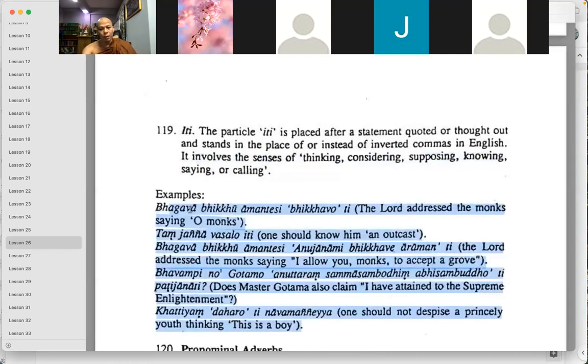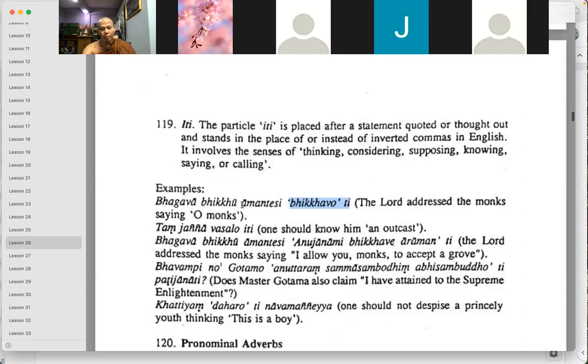So here, Bhagava bhikkhu amantesi, bhikkhavoti. Here amantesi means calling. So the Blessed One called or addressed the monks, saying, O monks. Or maybe it also can be said as: the Blessed One addressed the monks as O monks, or something in this way. That is with amantesi, calling or addressing.